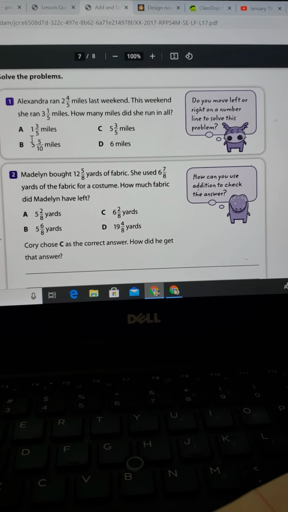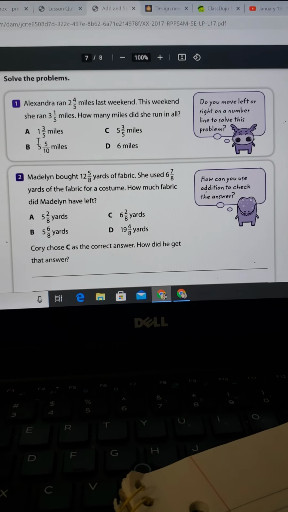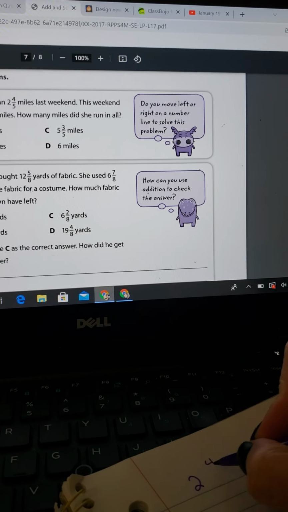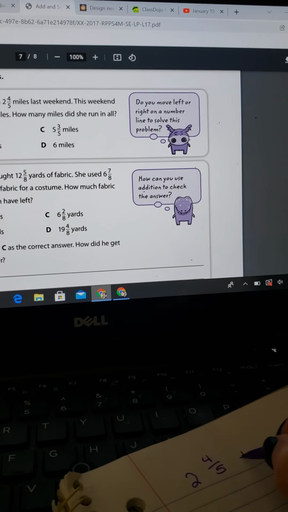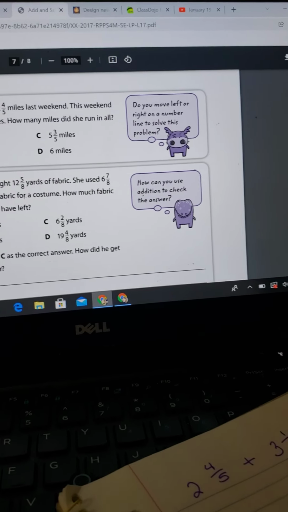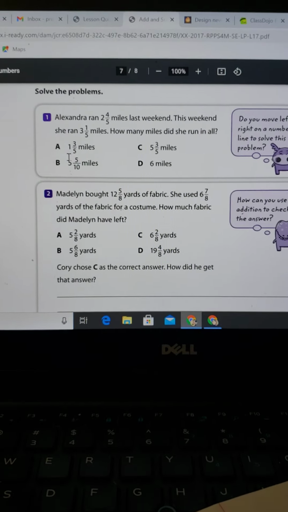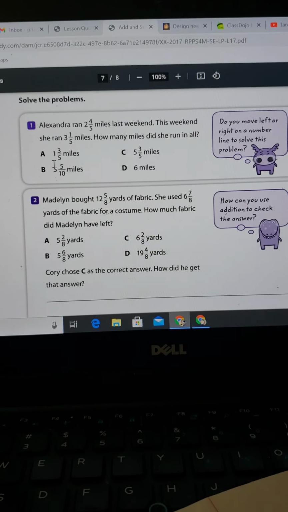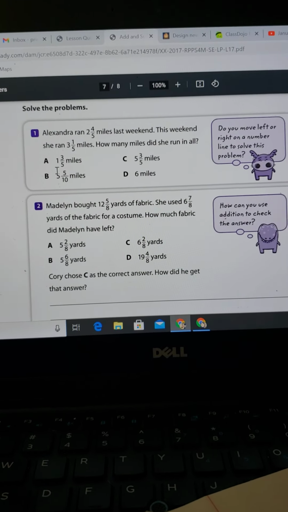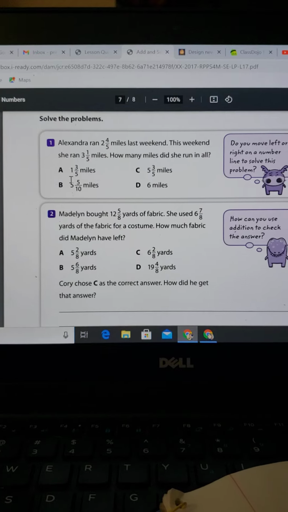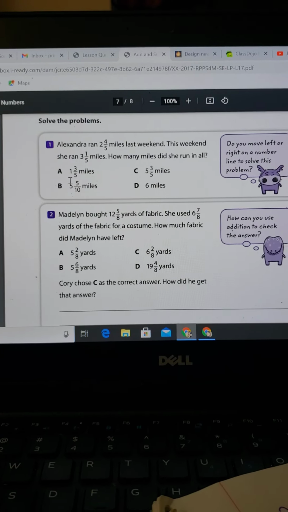So what I'm going to be doing is I'm going to be adding 2 4/5. I'm going to write it on a separate piece of paper off to the side, 2 4/5. And I'm adding that with 3 1/5. So as you can see, I've got multiple choice answers. Now I want to make sure that I'm working it out on my paper so I know that the letter that I'm selecting is the correct answer, right? I can sort of estimate this in my head, but I want to make sure that I know.